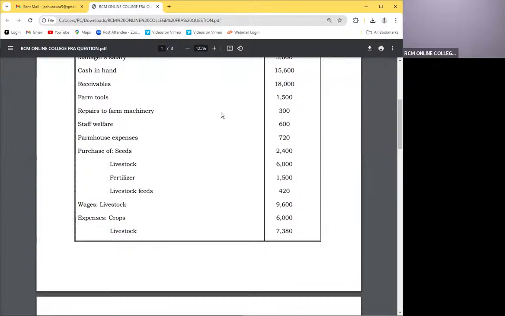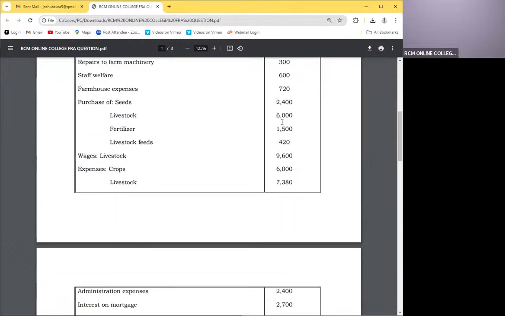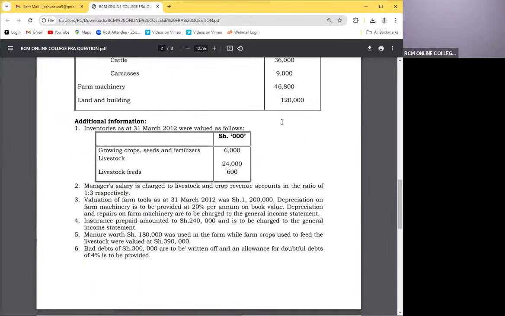The staff welfare, you can see the staff welfare here. This figure, at the end of the day, is a common figure for all the types of products that we have for crops and livestock. So if it's common, then it's indirect. So they've given us great things there.